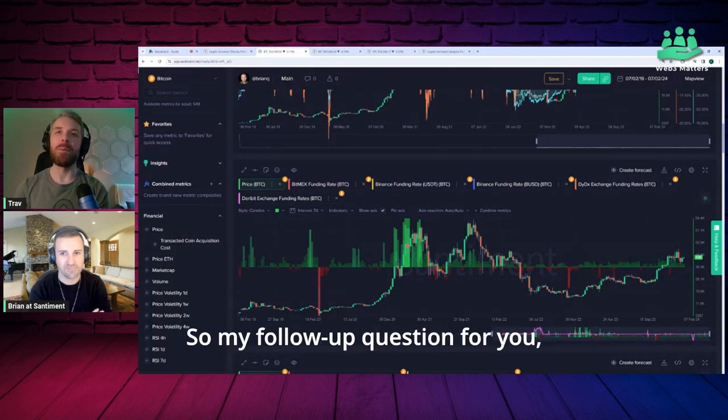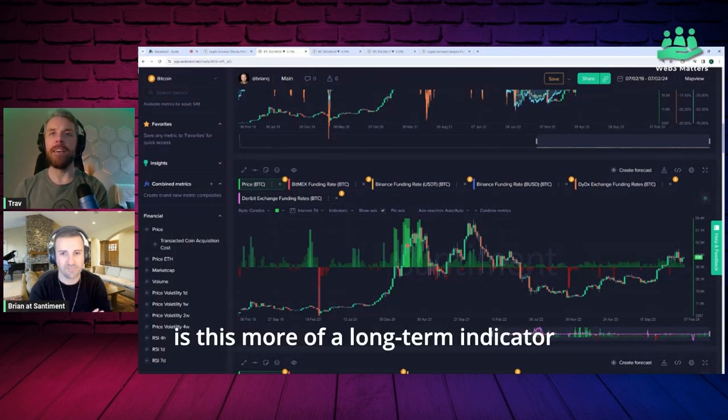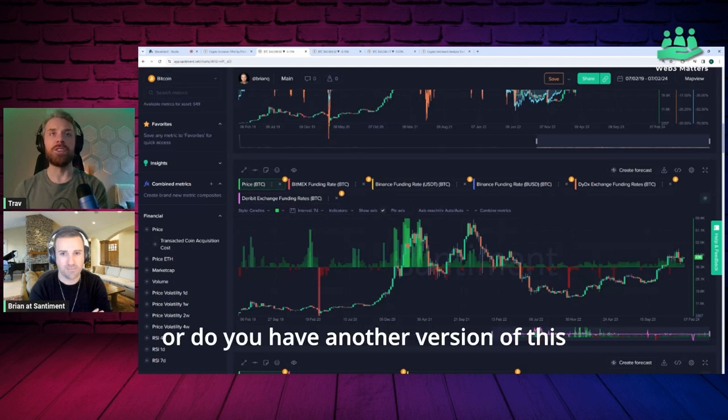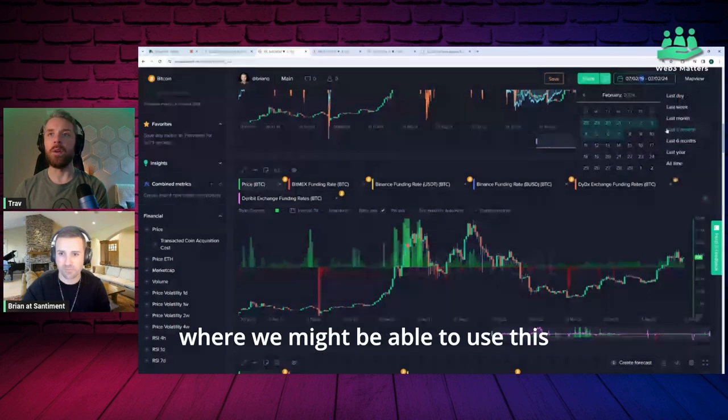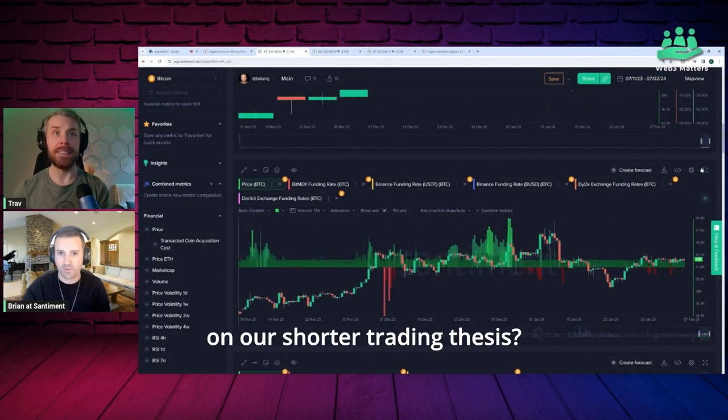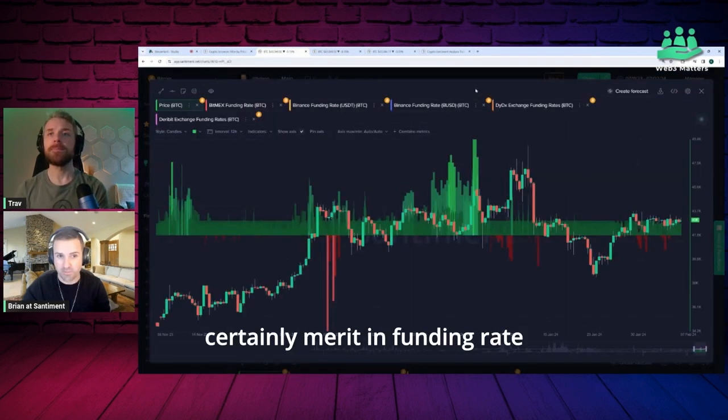So my follow-up question for you is, is this more of a long-term indicator, or do you have another version of this, or is there another time frame that we could use where we might be able to use this on a shorter trading thesis? Yeah, there's certainly merit in using funding rate on a short-term basis.